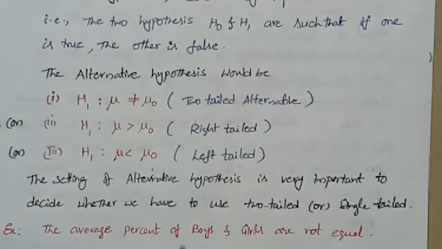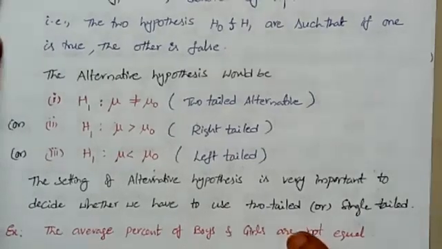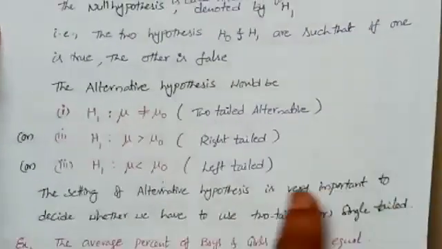So the average percent of boys and girls are not equal. That means it may arise that the average percent of boys is more than the girls, or the average percent of boys is less than the girls. So three cases arise for this alternative hypothesis.